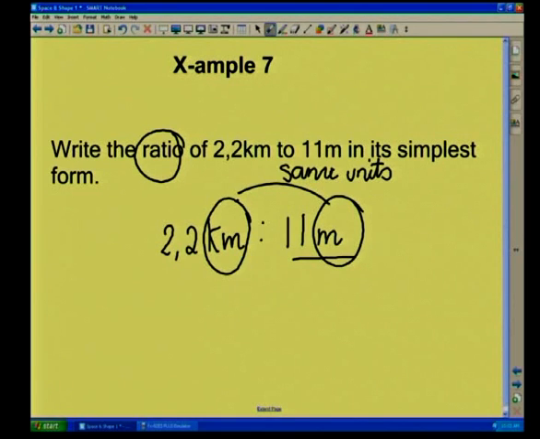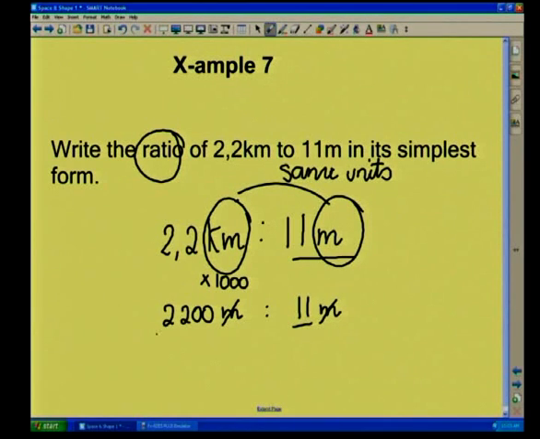And it doesn't really matter which way around you convert it. I always try and get rid of decimals, so I'm going to change this to be meters, so I'm going to times this by 1,000 to be 2,200 meters to 11 meters. Once my units are the same, I can almost cancel them out, and then I need to simplify.